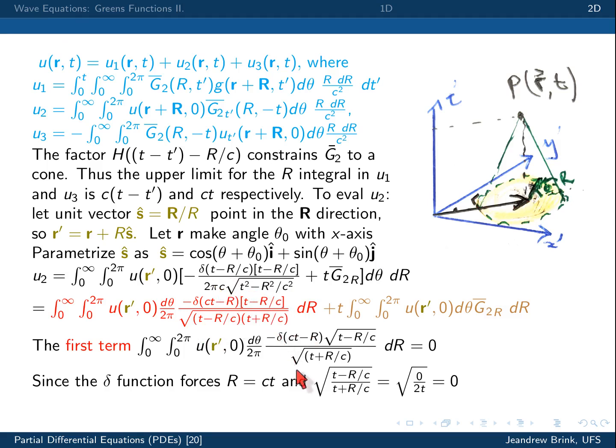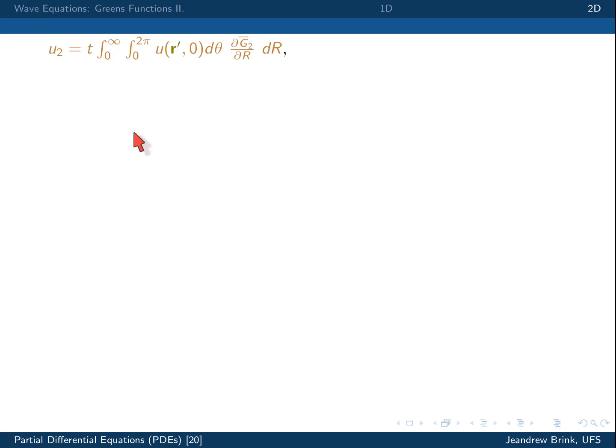So the full contribution to this integral of u2 is simply this expression over here, okay, which we're going to evaluate next. Okay, so now u2 is equal to t times the integral from 0 to infinity dr, and it's still the infinite domain because I haven't yet imposed the boundaries. The reason I haven't imposed the boundaries is because I want to integrate by parts, and it's simply easier to work with the whole domain.